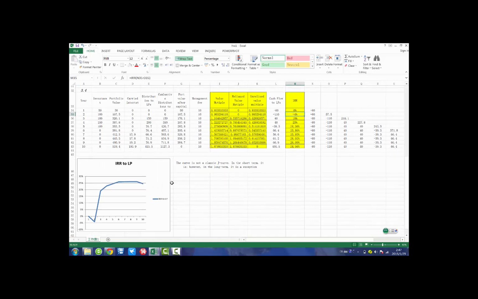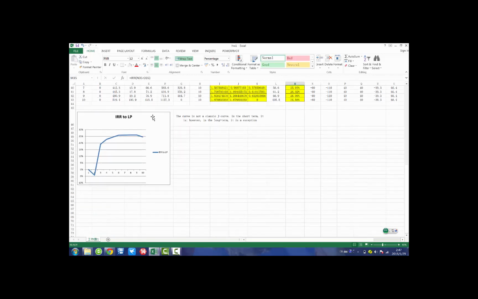And for the last question, we have our curve here, and this is not a classic J curve. In the short term it is, however in the long term it is an exception.